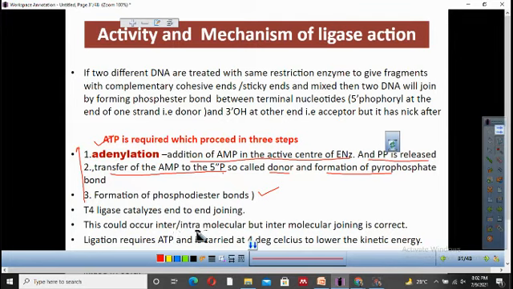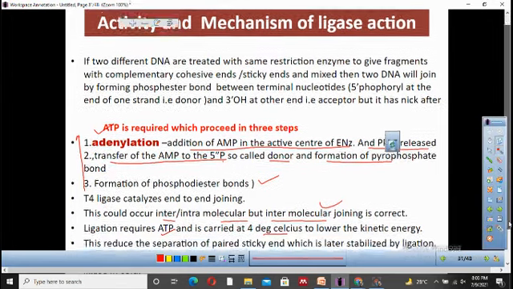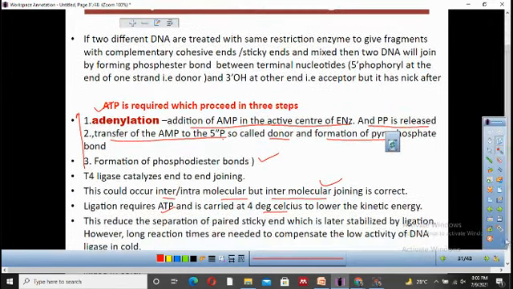This could occur inter- or intramolecular, but intermolecular joining is correct. And ligation requires ATP, and in laboratory conditions it is always carried out at 4 degrees centigrade because it lowers the kinetic energy, to reduce the separation of the paired sticky ends, which are later stabilized by the ligation. However, long reaction times are needed to compensate for the low activity of ligase in the cold.